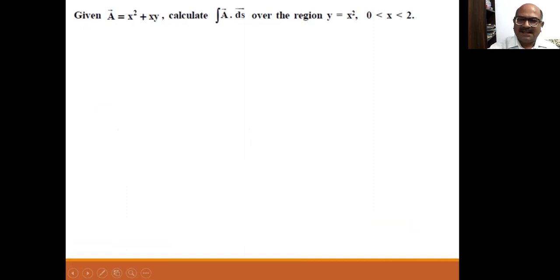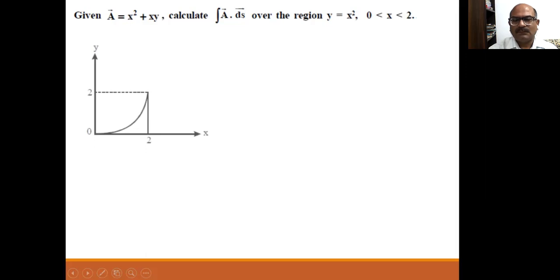A vector A is given as x square plus xy, and we have to find the value of the integral A dot ds, where the region is also defined: y is equal to x square, but the condition is given that x is in between 0 to 2. So the problem is very well defined: you have been provided one vector, and you need to find the surface integral of that vector where the region is confined by y is equal to x square with the condition that x is in between 0 to 2.